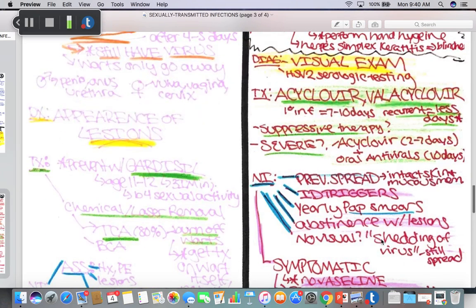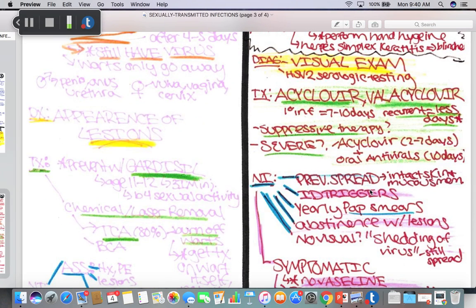Nursing intervention: you want to prevent spread, so the number one thing is to have intact skin and mucous membranes. You want to help your patient identify triggers, and make sure they're getting yearly pap smears. If they have any lesions, they should abstain from sex. And even if they don't have any visual lesions, there's still shedding of the virus, so it can still spread.